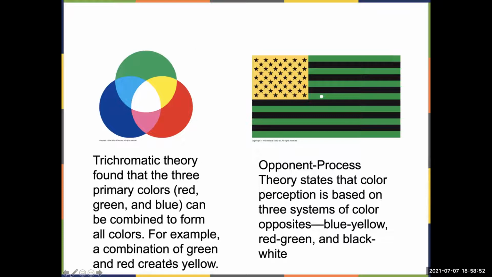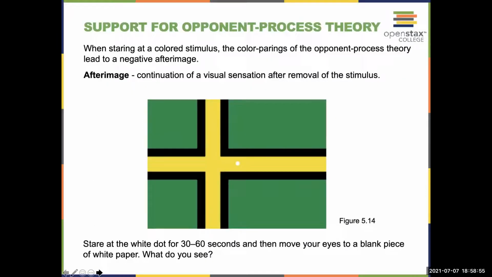Very, very cool. All right, and then the other thing that we're going to talk about, which is also support for the opponent process theory, and I'm not going to do it here, but it's basically the same thing. You would stare at the dot for 30 to 60 seconds, and then move away, and then you would also see this afterimage as well in its true colors. So kind of cool.